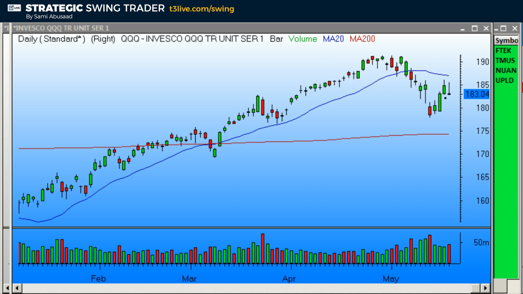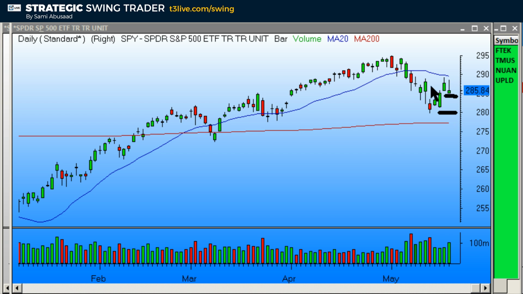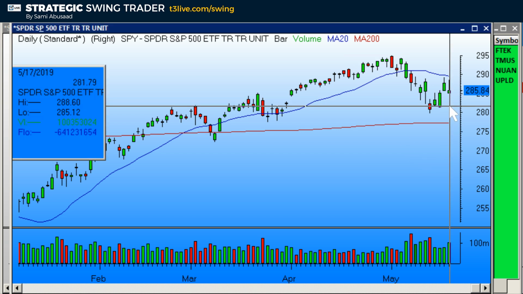If we break under this, then that's a sell setup that triggers, and the next target area would be down here. We have a void to the green bar's low on the Qs. If we were to look at the SPY, same exact picture. I don't even need to redraw the lines, right? Just under this bar's low, lower to here.